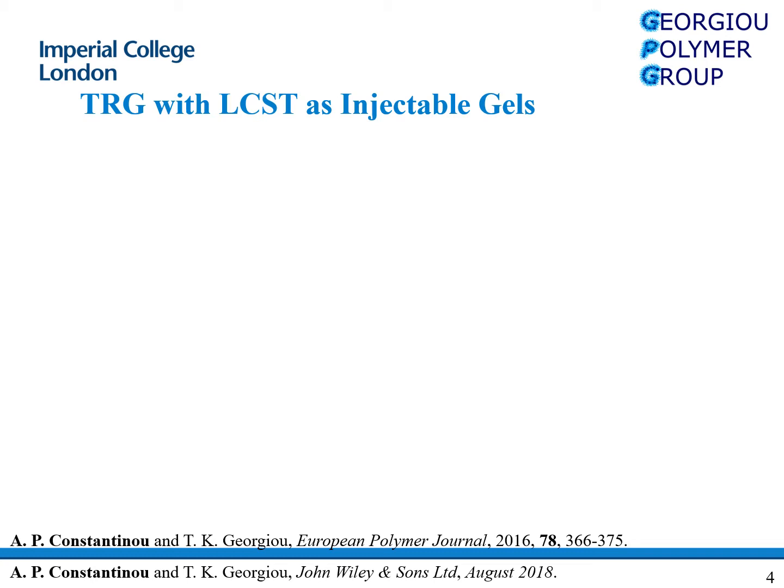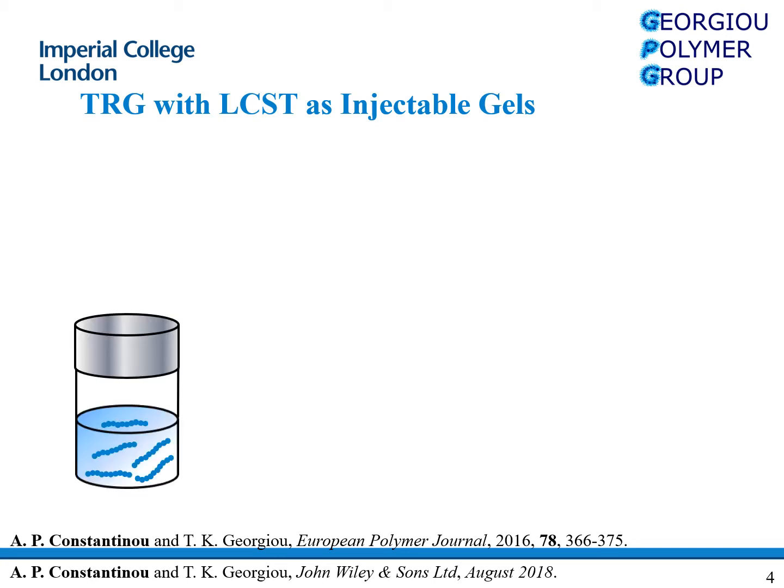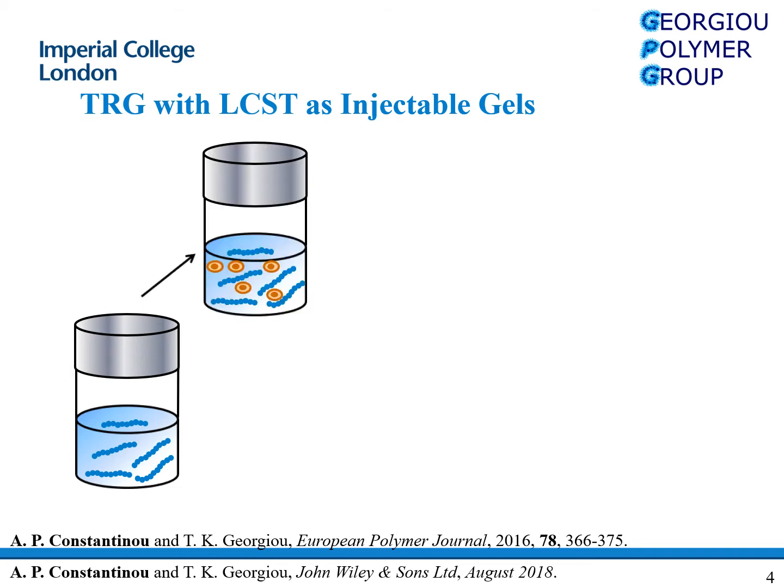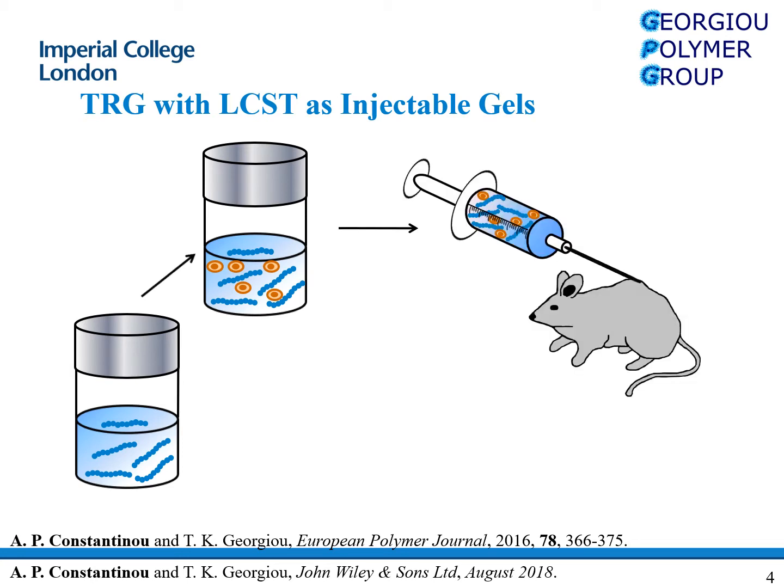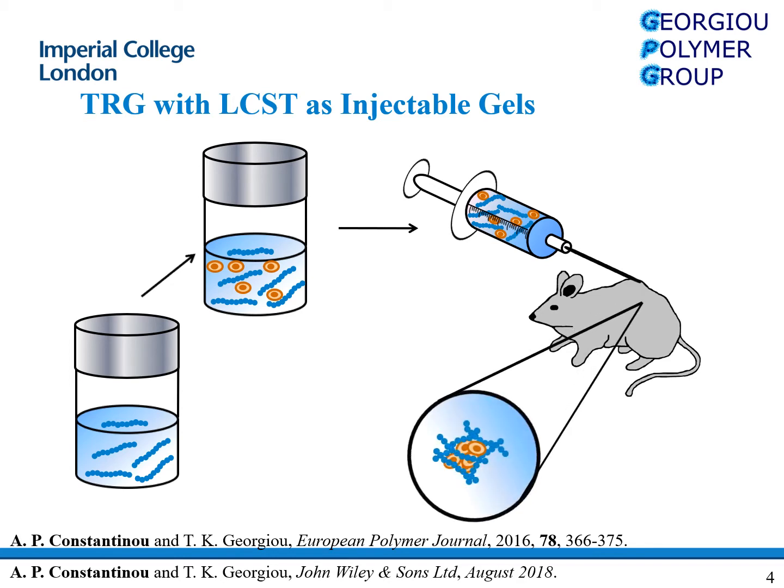Thermoresponsive gels with lower critical solution temperature are extensively being studied as injectable gels. So the idea is that you dissolve the polymer at low temperatures in water, then you load it with either cells or drugs, mix it well, and then load it into a syringe. Upon injection into the body, it forms a 3D network that traps the cells or the drugs. This happens because of the temperature increase from room temperature to body temperature.